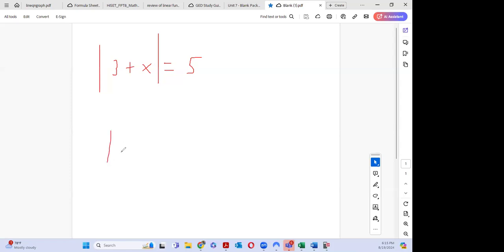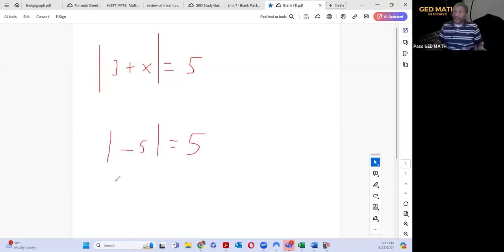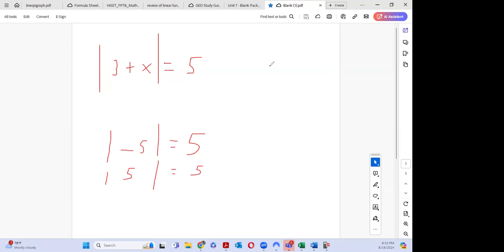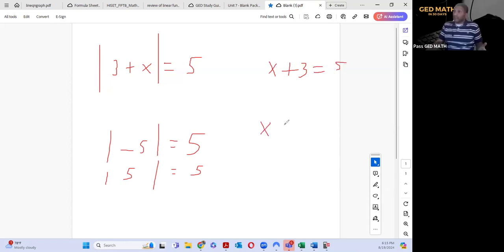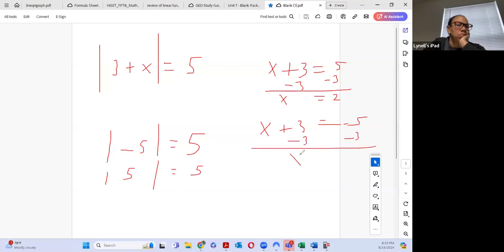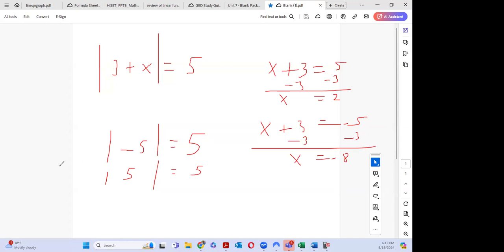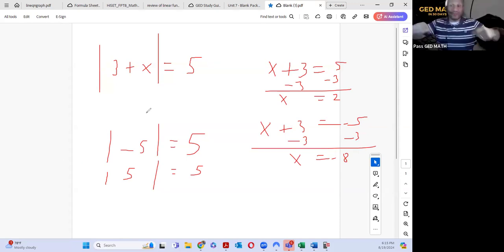Remember, the absolute value of -5 is 5, and the absolute value of 5 is 5. So watch this. x plus 3 equals 5, and x plus 3 equals -5. Subtract 3 from both sides: x equals 2. Subtract 3 from both sides: x equals -8. Easy. The negative and the positive will give you the number you want the absolute value of. So when you set your equation up, you do plus and minus: x plus 3 equals 5, x plus 3 equals -5.